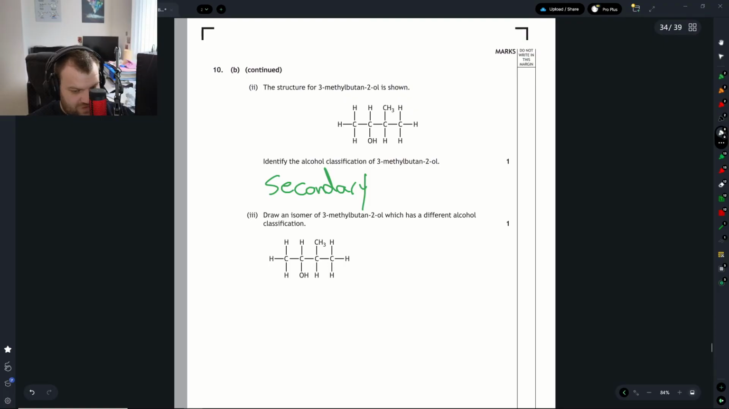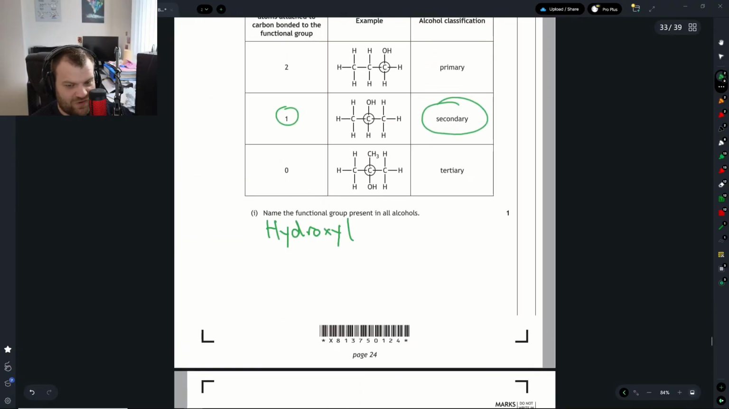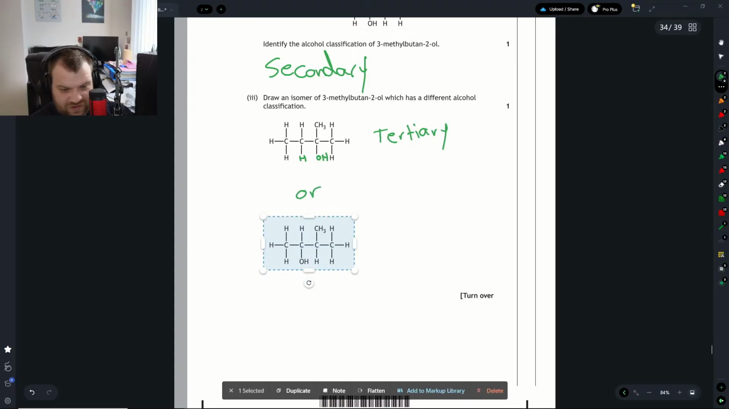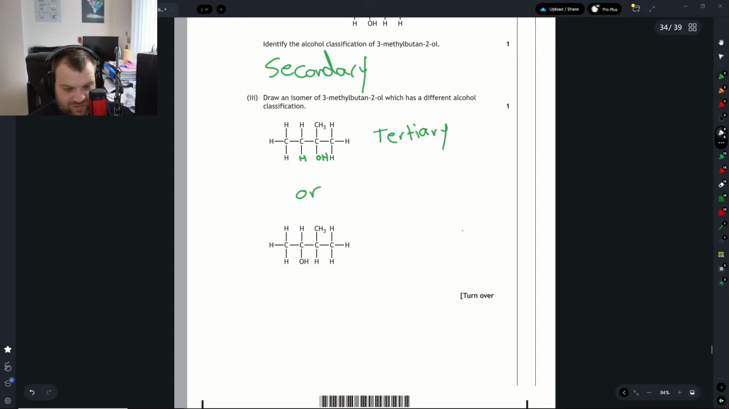What we're wanting to do is I'm going to move H. I'm going to put it here instead. It doesn't ask us for this, but this would then make that a tertiary alcohol because there are no hydrogens attached to the carbon with the OH. So that's like the bottom one that we've got there. Good. Another one you could have done, you could have made it a primary version where you move the OH one to the left. That would be primary because there's 2 hydrogens attached to the carbon with the OH.